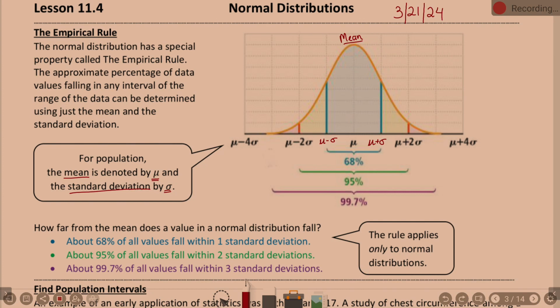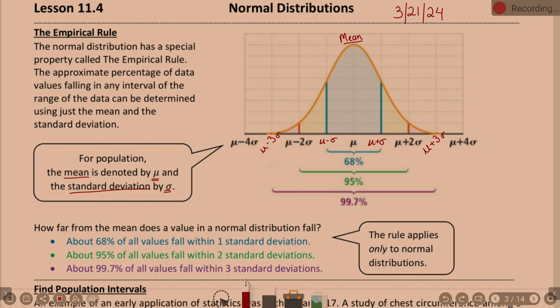And then, of course, what does the next set of lines mean? The next set of lines is 3. So this would be the mean plus 3 standard deviations and the mean minus 3 standard deviations. Okay, and that's what we normally talk about, going out 1, 2, and 3 standard deviations. Okay, those are the normal pieces we talk about.